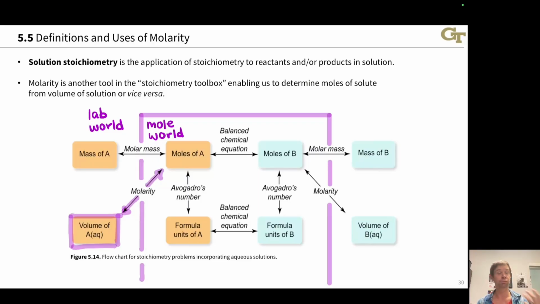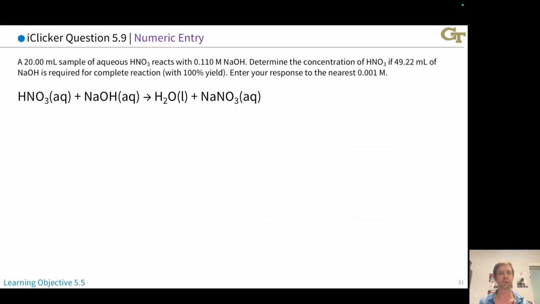And again, it's a bridge, moles per liter, right? It's a bridge from volume to moles or vice versa, moles to volume. And so in fact, on the other side of this diagram, we see that molarity can be used to go from, for example, the moles of a product or a different reactant to the volume of that product or reactant, or vice versa. The flowchart here is pretty abstract, but I think it'll be helpful to see how we use molarity in the context of a practice problem.